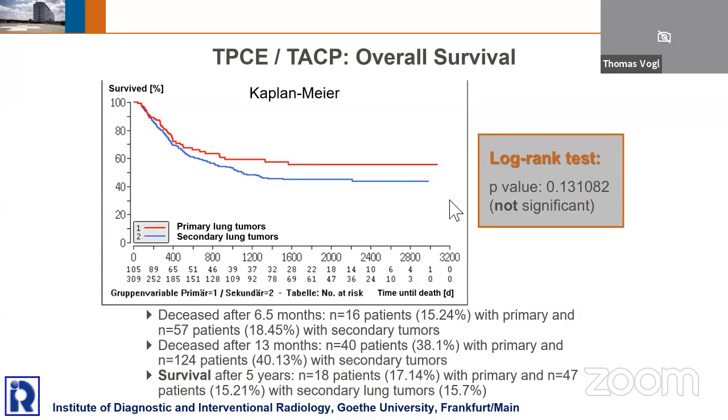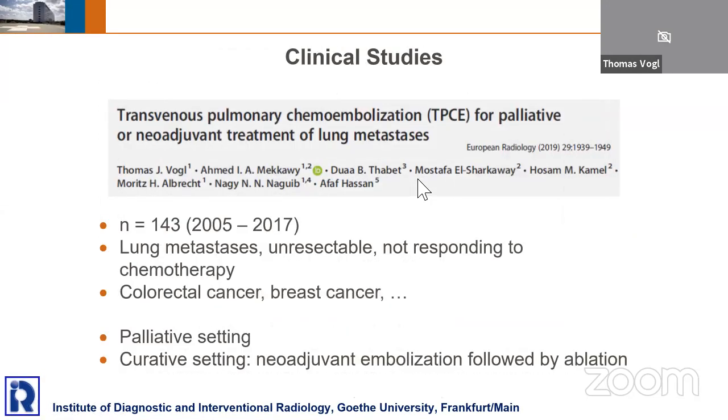Here again, the overall survival, which I showed you before, in the primary lung tumors, if we analyze the very selectively mentioned patients, or in the secondary lung tumors, we see in the long term that the lung cancer patients who survived the first 2 or 3 years were a little better concerning the overall survival curves.